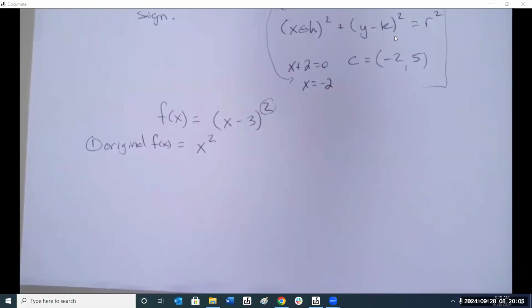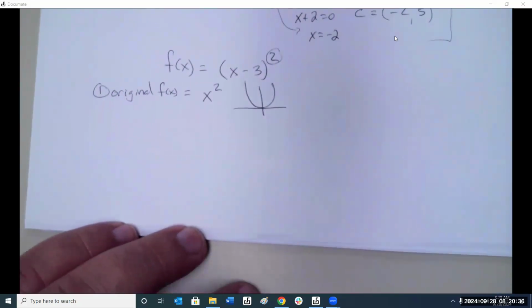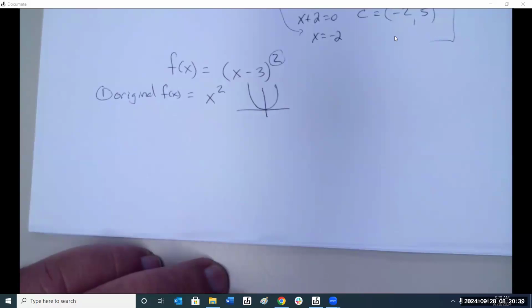What does the x squared look like? The graph. Did you find it in your notes anywhere? Why? If you guys don't know the basic functions or even look at your notes, why am I even lecturing today?